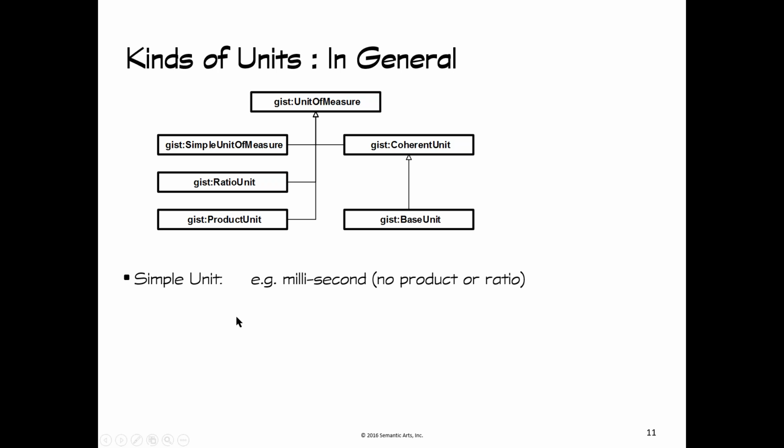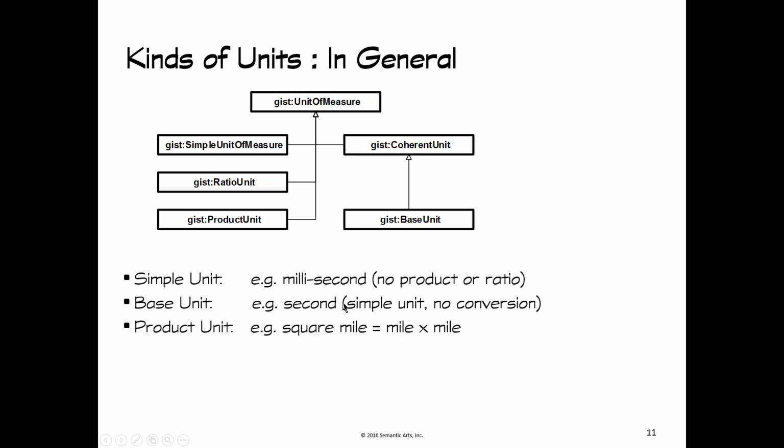So the simple unit has no product, no ratio, just a basic unit, for example, the millisecond. It might have a conversion rate, but there's no products or ratios. A base unit is a simple unit that has no conversion. So that's the core things that you build out your whole system of units with. So seconds, kilograms, meters, candelas. We'll look at some of the other examples shortly.